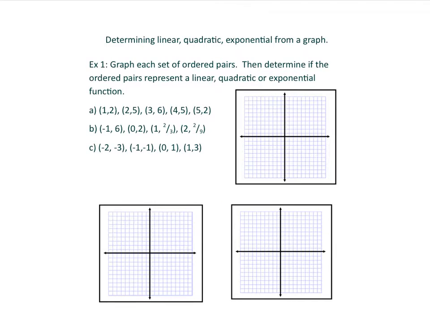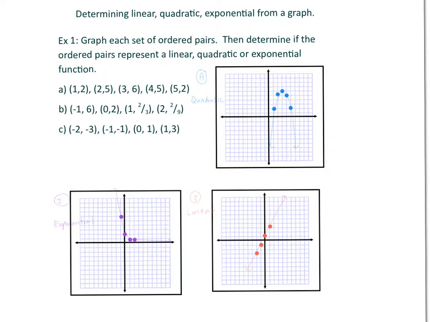Determining linear, quadratic, or exponential data from a graph. So in example 1, we are going to graph each set of ordered pairs. Then from the graph, we'll determine if the ordered pairs represent a linear, quadratic, or exponential function. Please take some time right now to graph the points from A, B, and C and determine which function they represent. As you can see, I've graphed the following functions, and A was a quadratic function, B was exponential, and C was linear.